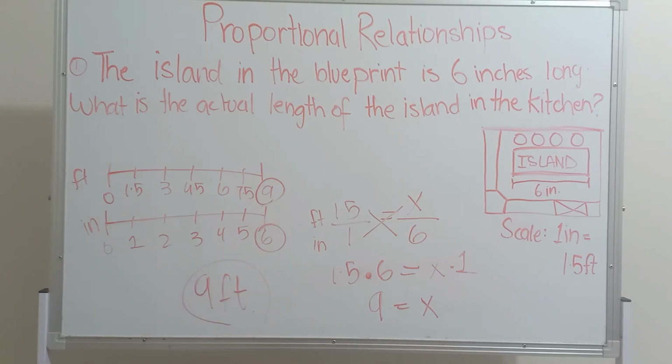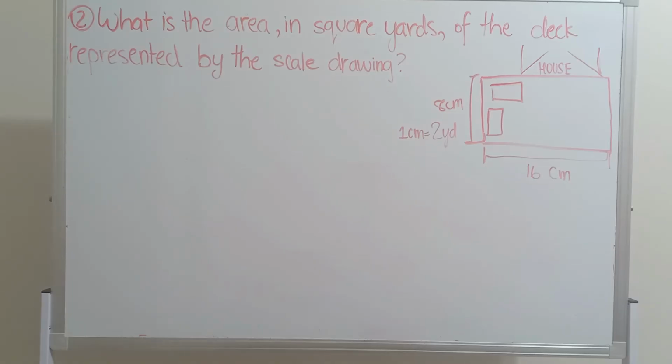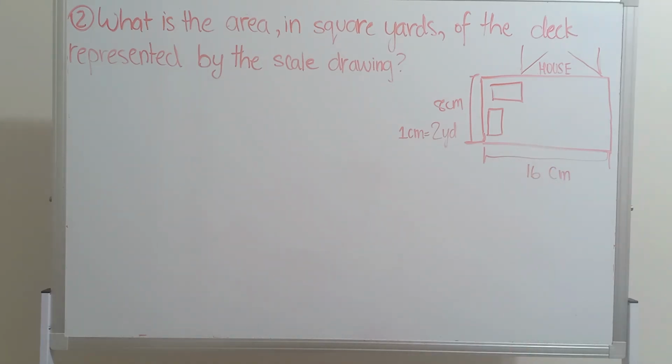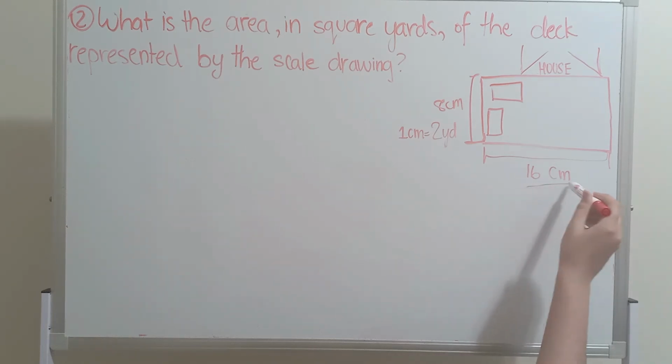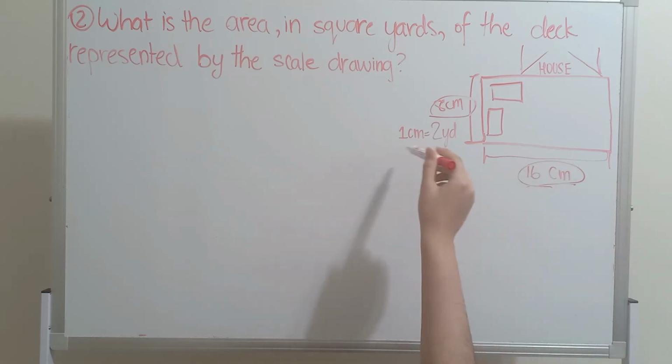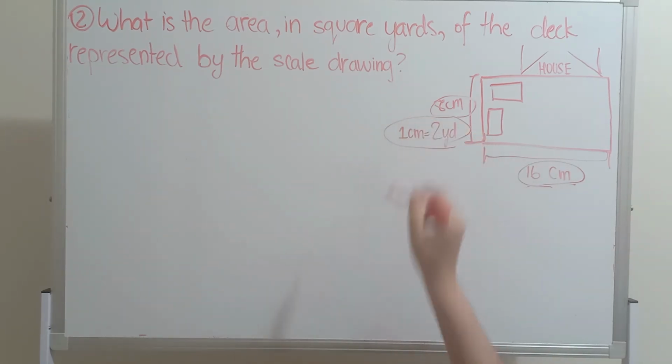Now let's move on to our next question. It says, what is the area in square yards of the deck represented by the scale drawing? We have another scale drawing here, a deck. The scale measurements are 16 centimeters and 8 centimeters. These two are the length and the width, and then we have the scale, which is 1 centimeter equals 2 yards. Now we need to find the area of the deck.